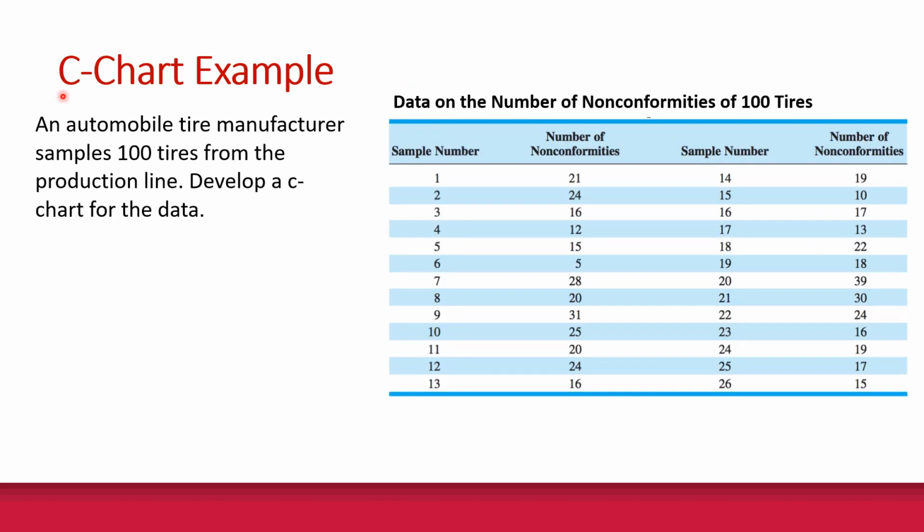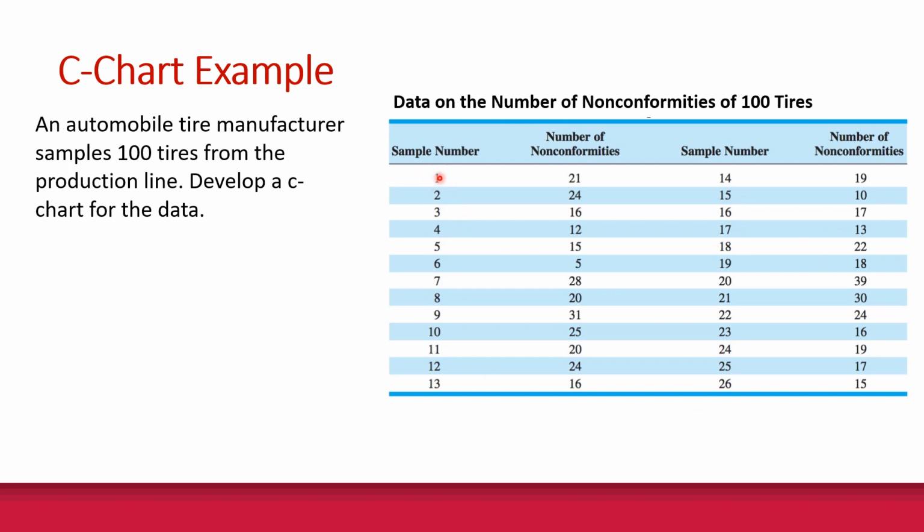So let's take a look at another example out of our textbook. Here we have an automobile manufacturer that samples 100 tires from the production line; develop a C chart for the data. So here, reading this chart, you actually have 26 samples. Samples 1 through 13 are in the first two columns, and samples 14 to 26 are in the third and the fourth column.